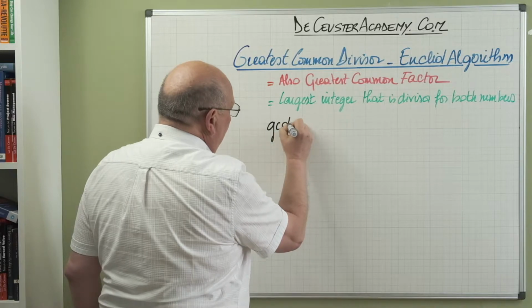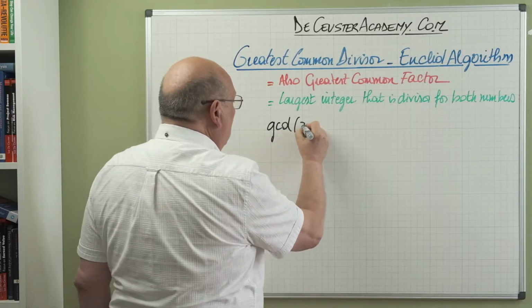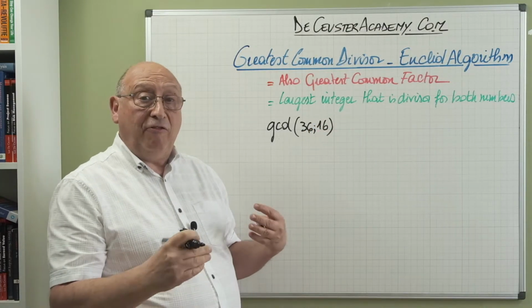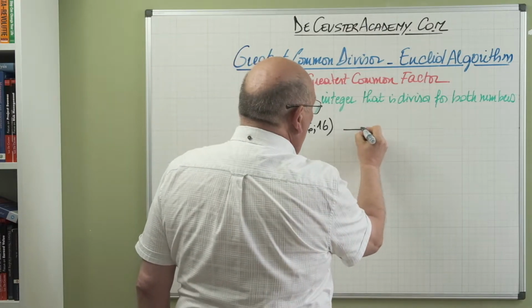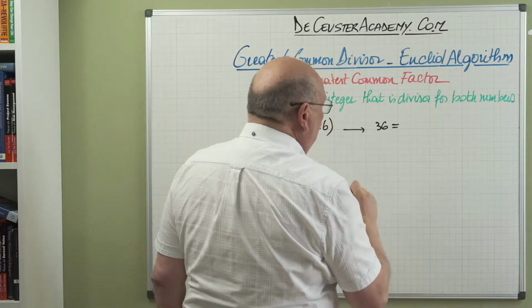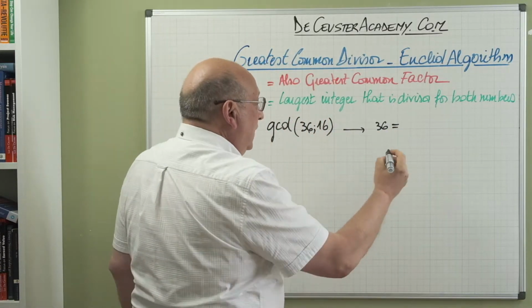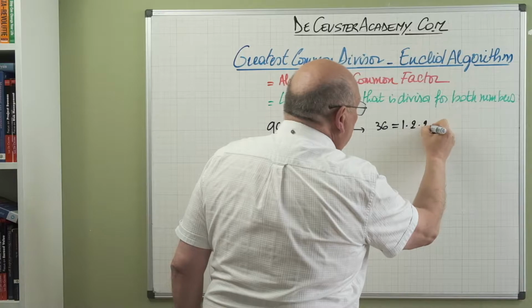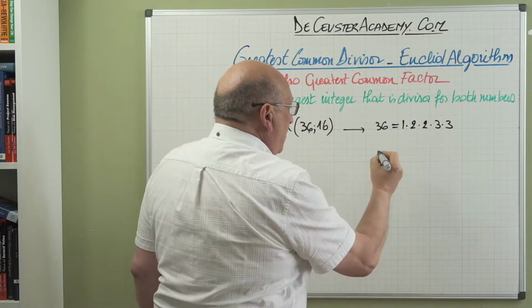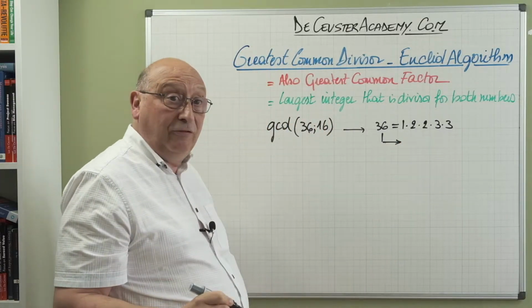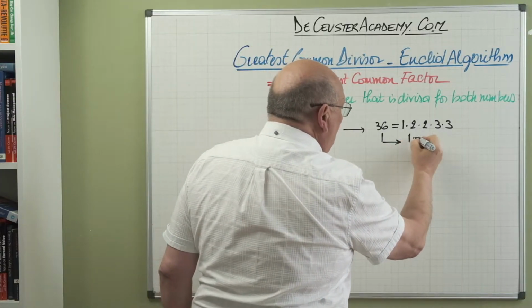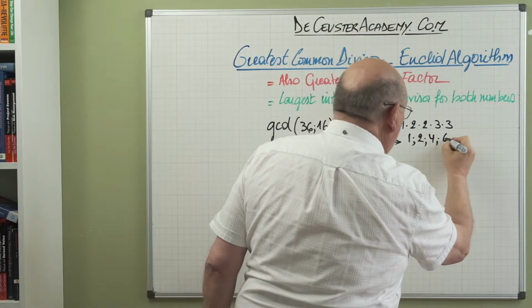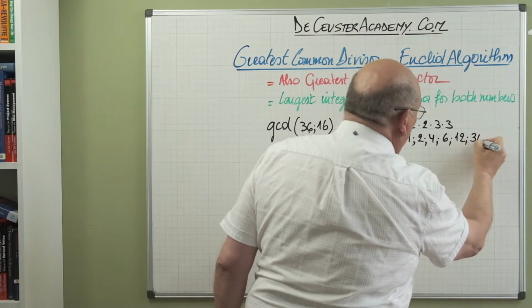Let's say we want to find the greatest common divisor of two numbers, 36 and 16. Now, the classical method is by factorizing. So when we factorize 36, we can say that 36 is equal to 1, of course, 1 is not a prime number, but let's put 1 here, times 2, times 2, times 3, times 3. Basically, how many divisors do we have for 36? We have 1, 2, 3, 4, 6, 12, 18, and of course 36.